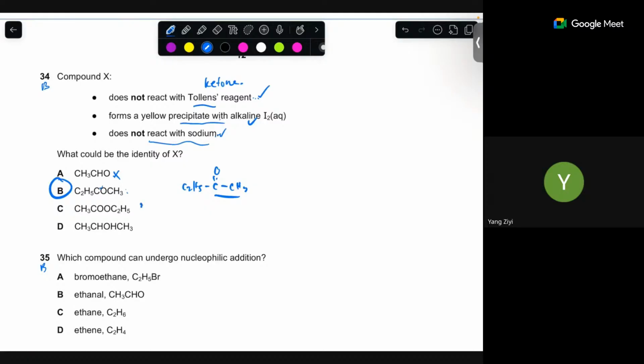Ester has nothing to do with Tollens'. Ester cannot give you yellow precipitate with alkaline I2. And even alcohol also, they do not react.